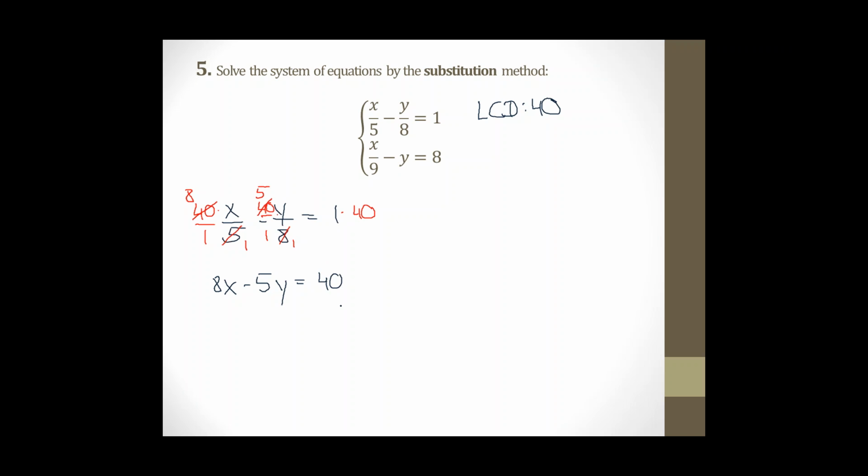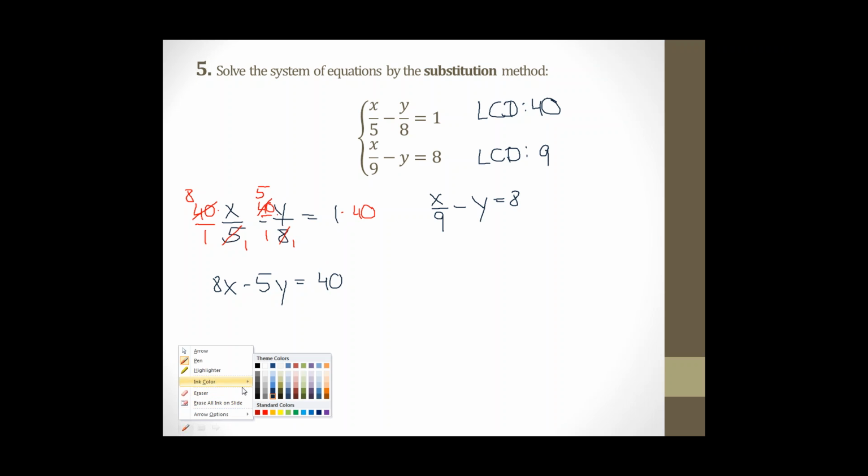This is still the same equation, and I'm going to do the same thing with the second equation, and in this equation my least common denominator, because it's only 1 fraction, is 9. So I'm going to multiply every term of this equation by the least common denominator, which is 9.